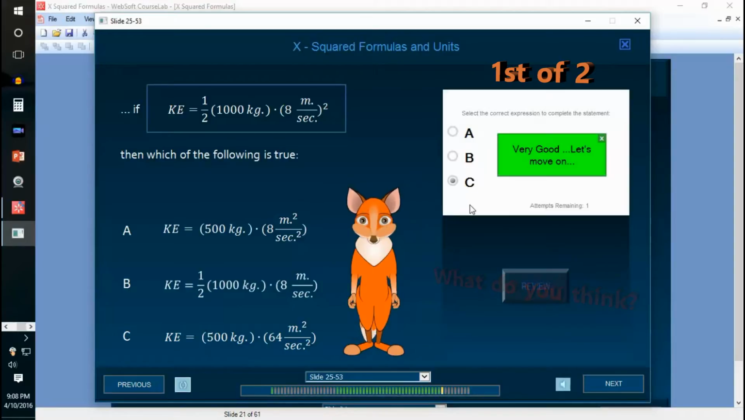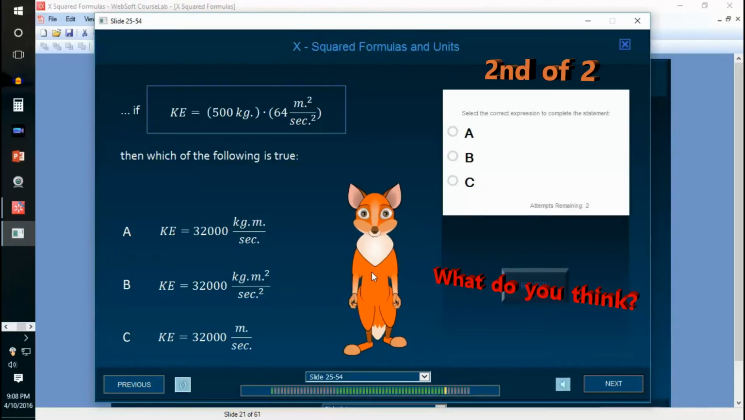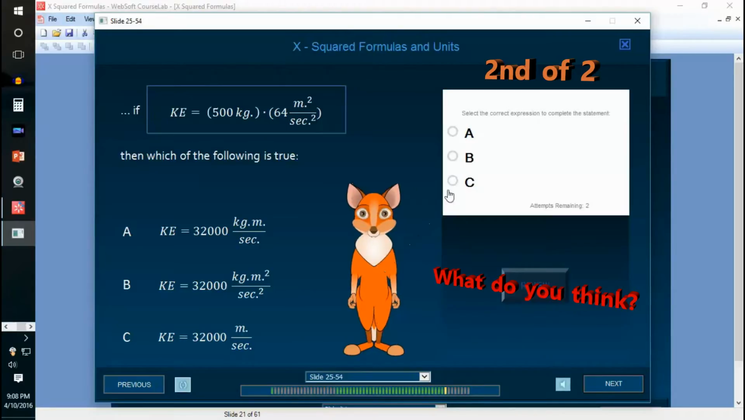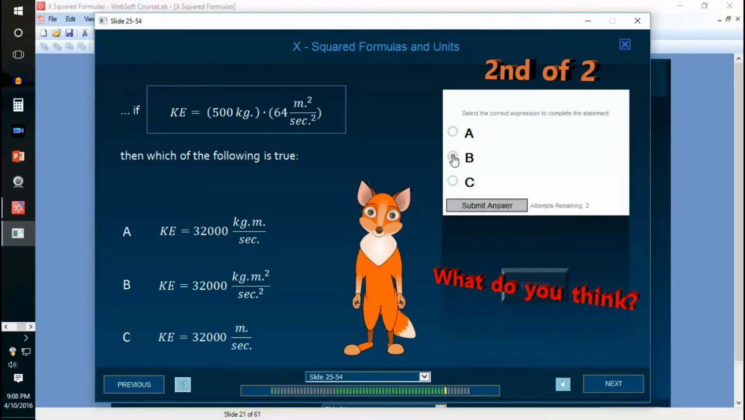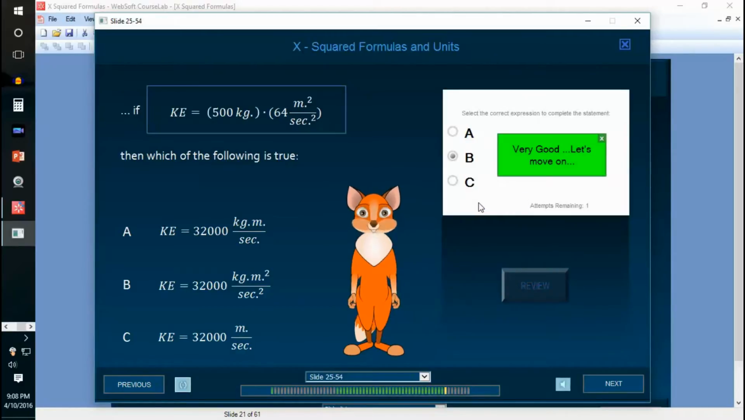Very nice. Answer choice C shows the correct calculations. If the kinetic energy equals 500 kilograms times 64 meters squared per second squared, then which of the following is true? Good work. Our final step with the correct units is answer choice B.